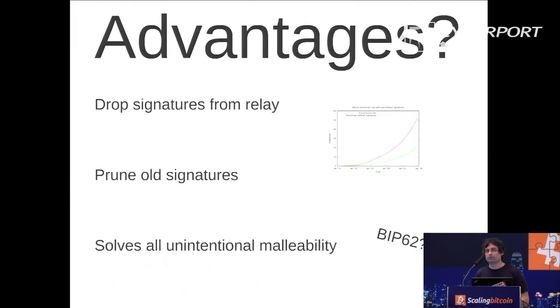But maybe more importantly, this change also solves all forms of unintentional malleability. This is a big problem right now for all sorts of more complicated contracts that rely on being able to spend outputs of unconfirmed transactions. Because the inherent problem is the signature data already does not go into the data being signed, but it does go into the transaction ID. And we use the transaction ID to refer to previous transactions. As a result, the signature data can change, changing the transaction ID, but not the validity of a block.